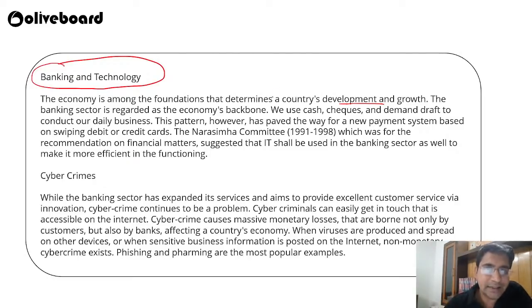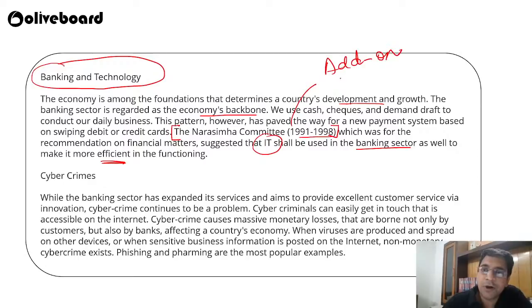Okay, so the banking sector is regarded as the economic backbone. We use cheques, cash, demand drafts, everything, swiping debit cards and credit cards, and transactions through mobile phones. Okay, so the Narasimha Committee in 1991-1998, on financial matters, suggested that IT, information technology, should be used in the banking sector to make it more efficient. So as per the Narasimha Committee, here we have taken the name of the committee also. So this will be an add-on on your topic.